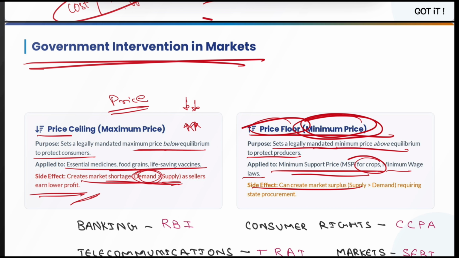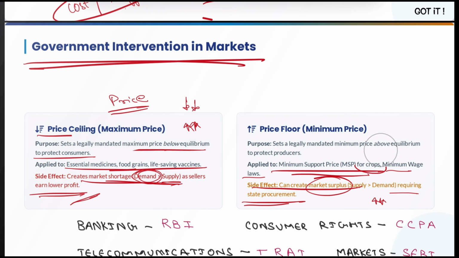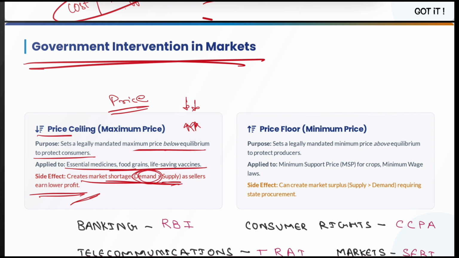But the side effect is that it can create a surplus, because crops have a minimum price, so the supply will increase but the demand will be reduced. This will require state procurement. The state has to step in to help the farmers in such situations, because at the minimum price there will not be the demand the suppliers expected.